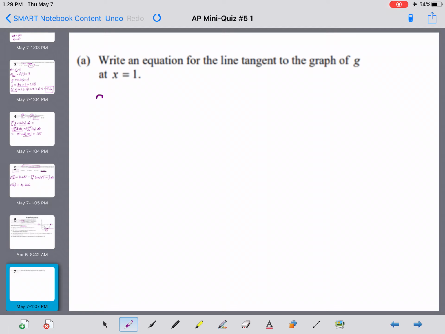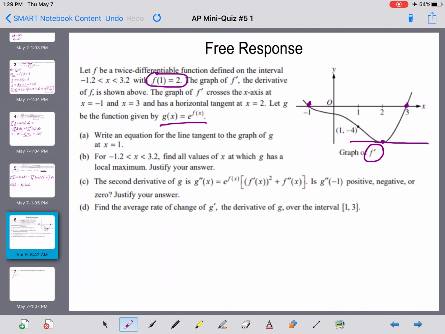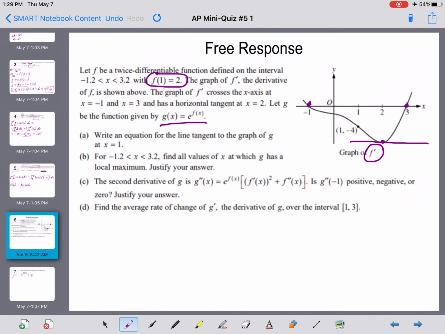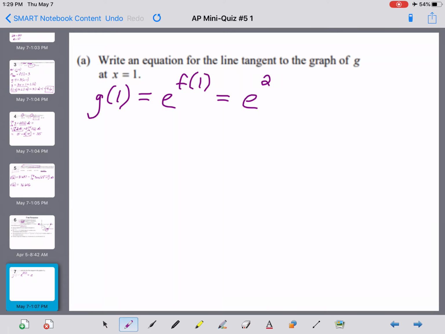So first thing we need to do right here is figure out the value of g of 1 to get that point of tangency. Well, g of x was defined for us as e to the f of x power. So that's going to be e to the f of 1, and we've got to figure out what that is. So the value of f of 1 is going to come from, let's take a look. Oh, this function right over here, they told us right there that f of 1 was equal to 2. So that becomes e to the second power, and that's as much as I'm going to do with that, guys. I'm going to leave g of 1 as e squared. So that tells us that our point of tangency is going to be the ordered pair 1 and then e squared. The second thing we need is the slope of our tangent.